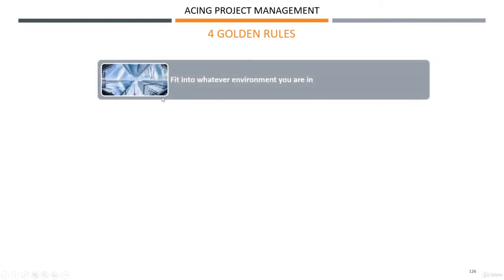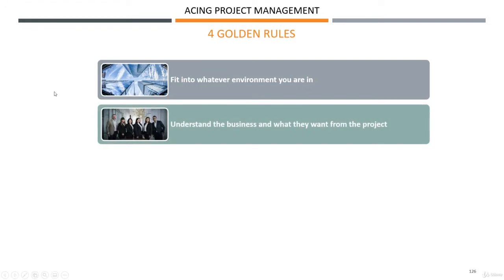First one, fit into whatever environment you are in. So it's following on to the previous component of the framework, the expectation matrix. Understand where you work. Second rule is understand the business and what they want from the project. We've already touched on that in the expectation matrix, but we will put another layer of this on top here.